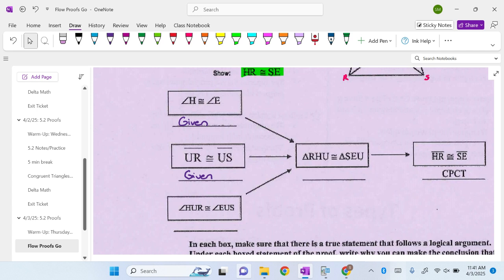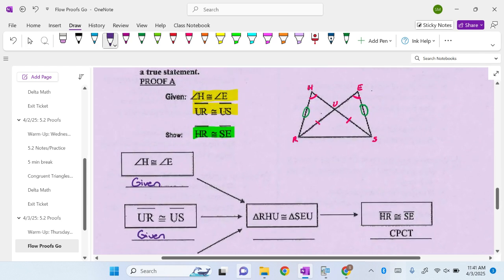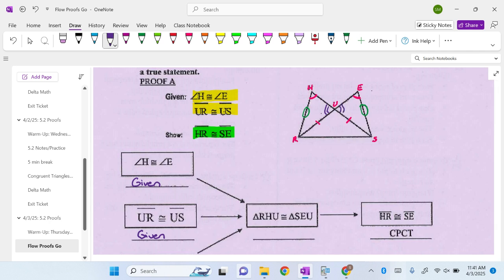Now, let's look at the third statement. Let's see if we can figure out what it's talking about. So, angle HUR is congruent to angle EUS. So let's go ahead and mark that. So angle HUR, so right here, is congruent to angle EUS. So right here.